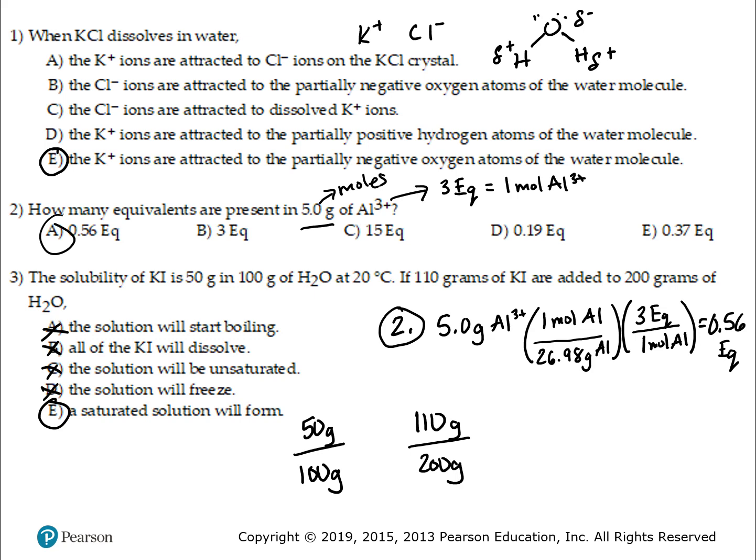But if we look at the numbers, 110 grams over 200, that is greater than the solubility. So that means we're going to form a saturated solution. How did we do on those? Any questions?